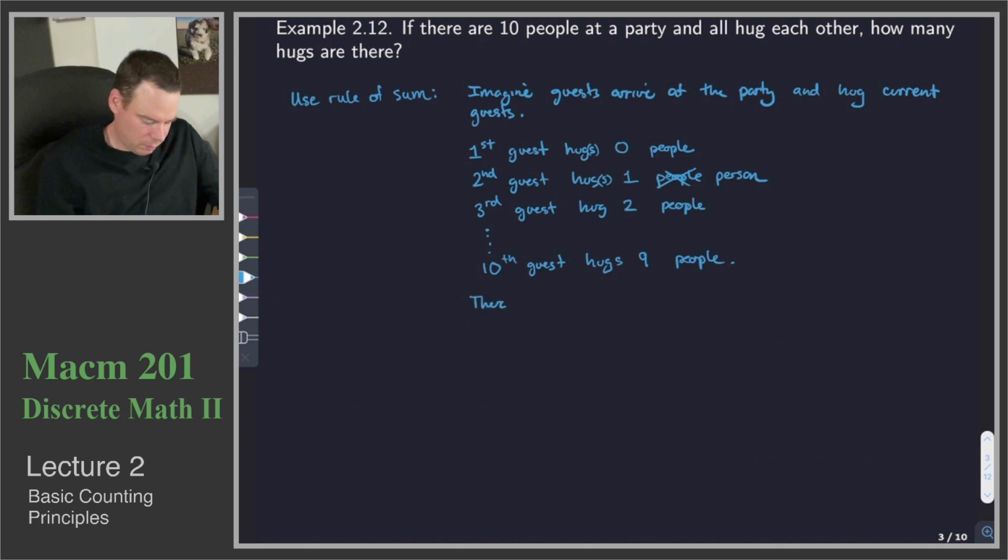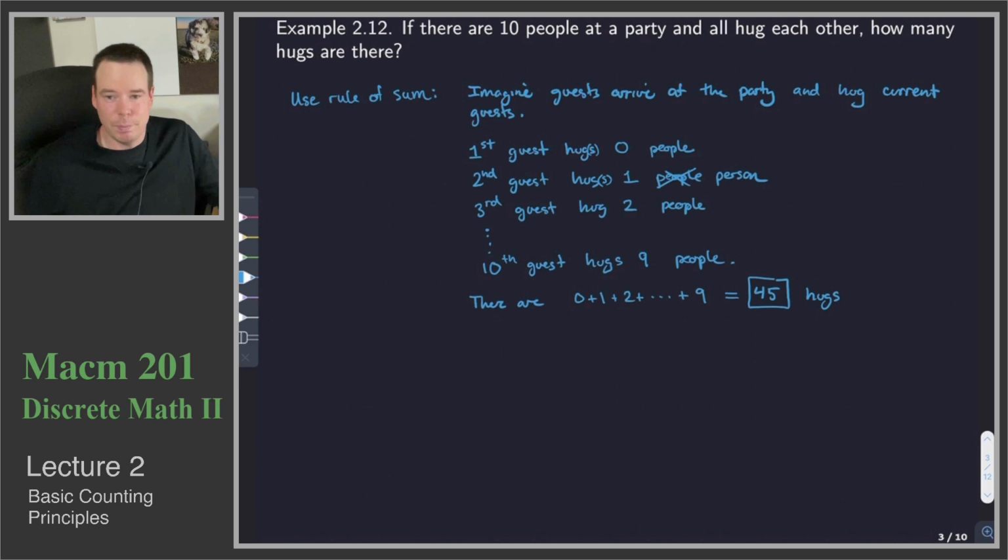So there are 0 plus 1 plus 2 plus ... all the way up to 9. And so if we add up those numbers, that's equal to 45 hugs in total. And so we've done that by the rule of sum, because we're basically saying that any hug between two guests will take place as either the first guest arrives, or when the second guest arrives, or when the third guest arrives, and so on. We could do this another way.